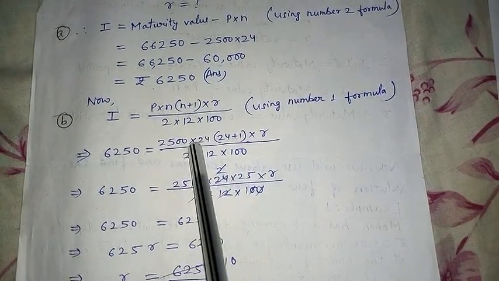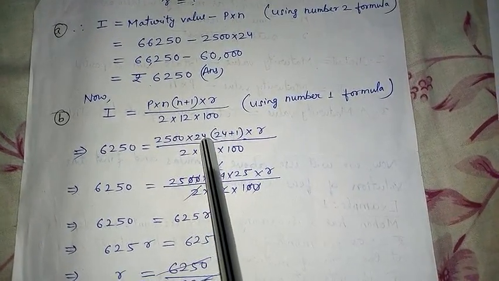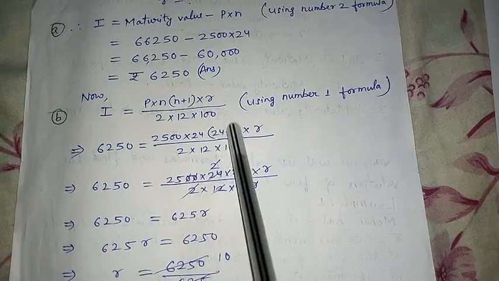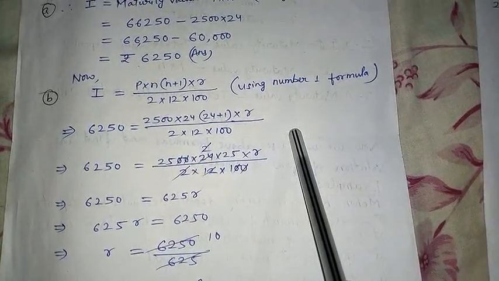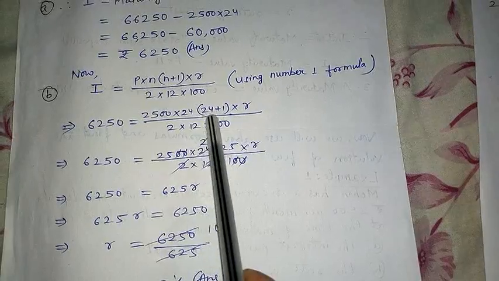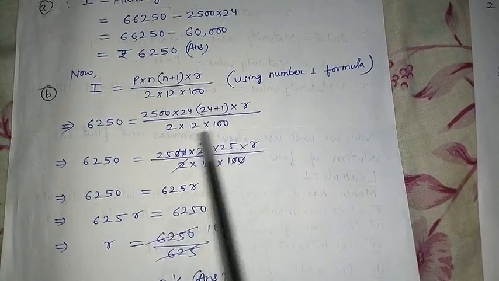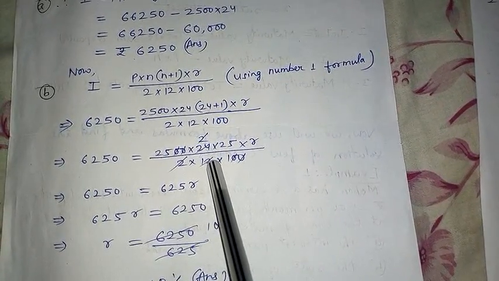P is 2,500 into N is 24 months, again 24 plus 1 into R is unknown, and 2 into 12 into 100. Now here what we will do first, 24 plus 1 is 25, rest all is same. Now we will cancel.